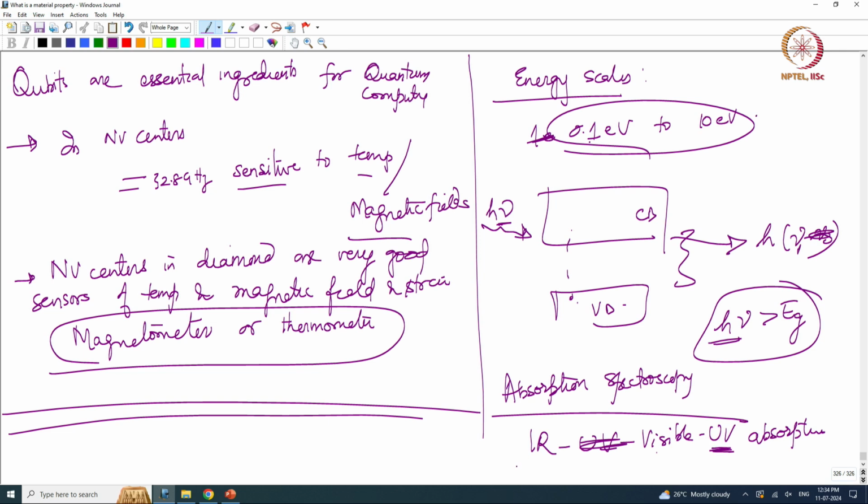Diamond has a band gap of about 6 electron volts. So I have to go to UV excitation to do absorption spectroscopy. Whereas if I have something like silicon, it will absorb h nu greater than 1.1 eV. So 1.1 eV is the band gap of silicon.